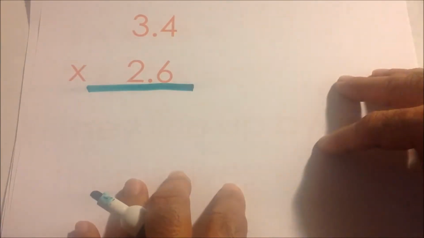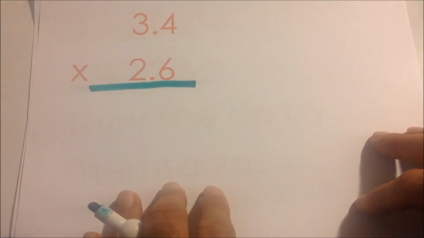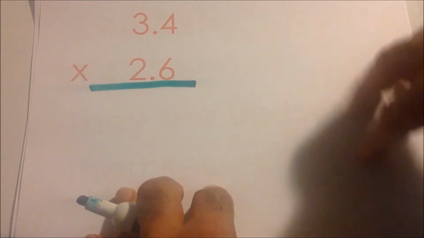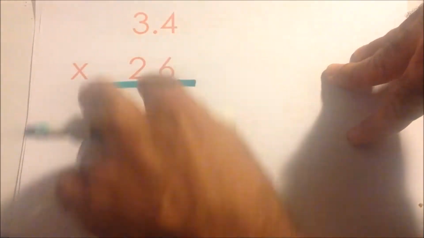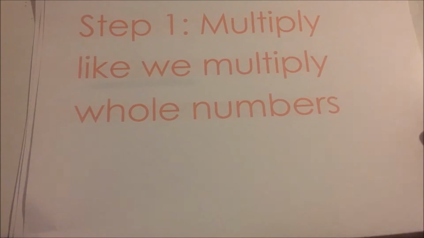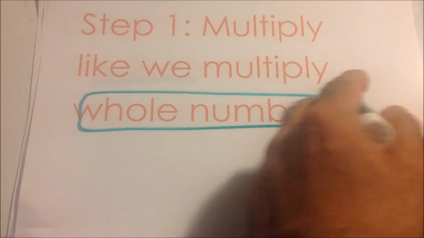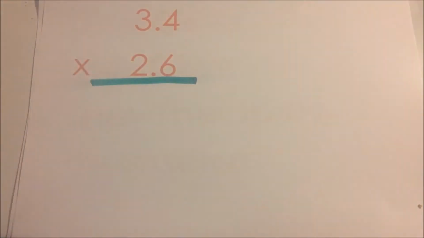Okay, so now there's a few ways we can do this. We can do this by modeling, and I'll show you a little modeling at the end of the video, and we'll do more modeling in class. So just multiply this like you would normally multiply whole numbers. Forget that the decimals are there, and we'll come back to the decimals. So let's just do it.